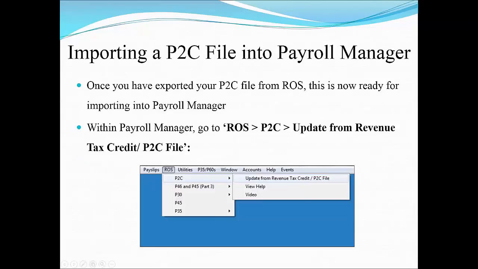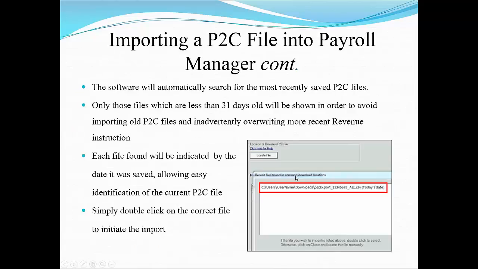So once you have your P2C file saved from ROS, you are now ready to bring that into the Payroll Manager software. All you're going to do is minimize or close your internet, go back into the Payroll Manager software, and click on the ROS menu, the P2C option, and Update from Revenue Tax Credit P2C file here. What the software does is automatically search for your P2C file. So in the background, it's doing an automatic search for you.